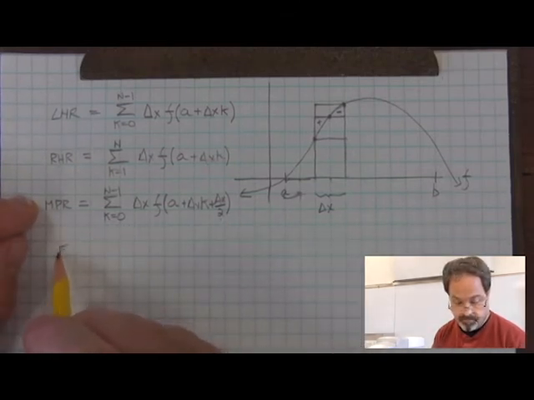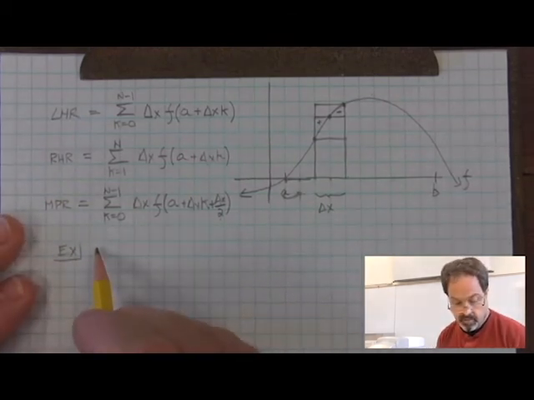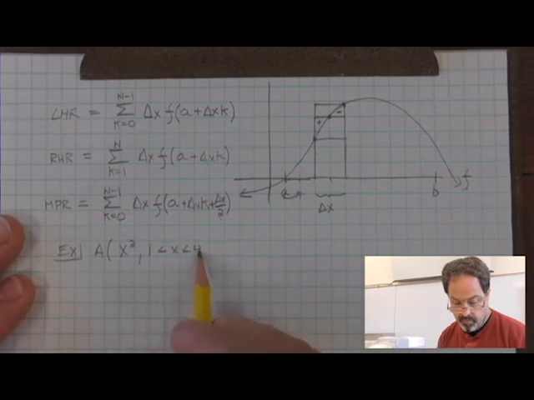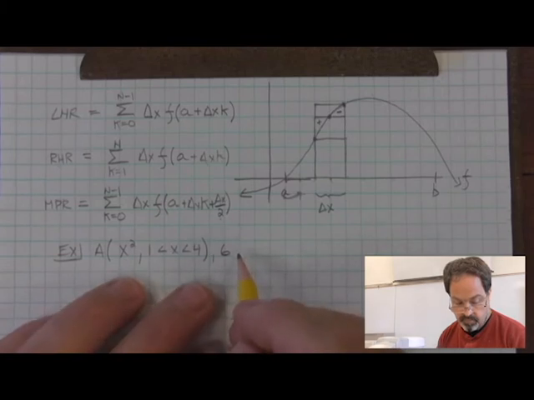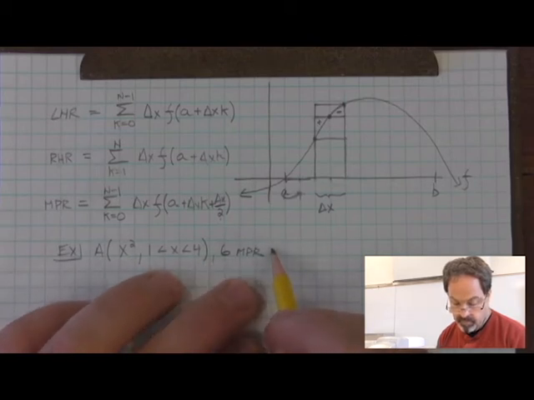For example, we could be given notation, find the area under the function x squared from 1 to 4, and then also include the instruction to do a 6 midpoint rectangle estimate.